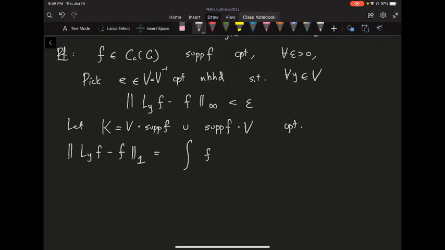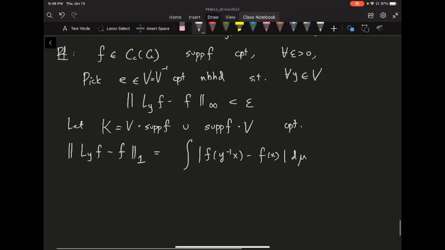All right, so the function you're integrating is you left translate your f by y. So you do the f of y inverse x minus the f of x. Okay, you integrate this one and you do the d mu. And this function, your f is supported on the support of f, and you do the left translation of y inverse, and you can convince yourself this one is actually supported on k, okay?